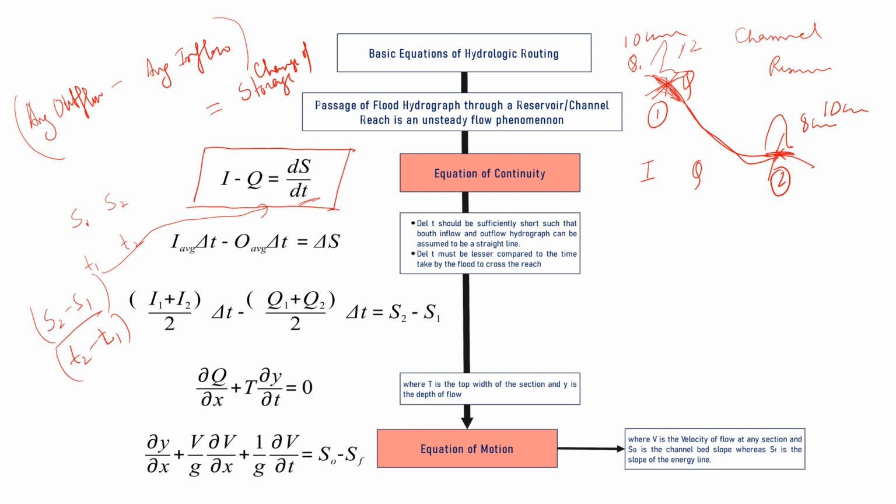So the continuity equation says I minus Q is equal to dS/dt. Average of inflow minus average of outflow is equal to dS/dt. Now this average of inflow means time average, right? You see.